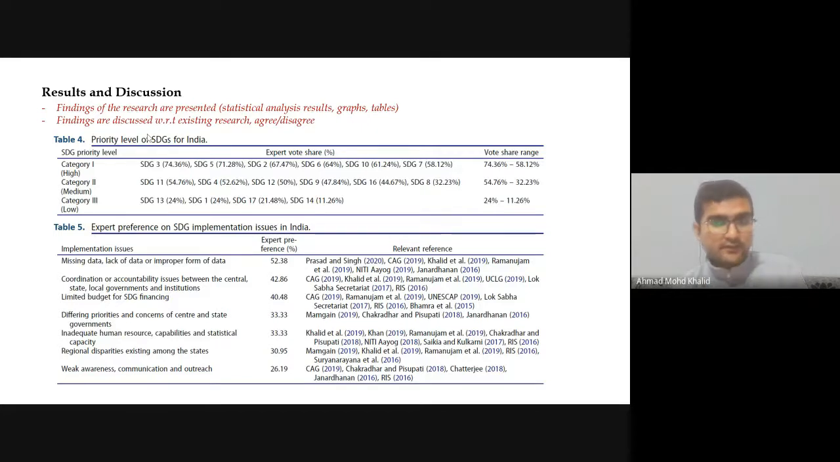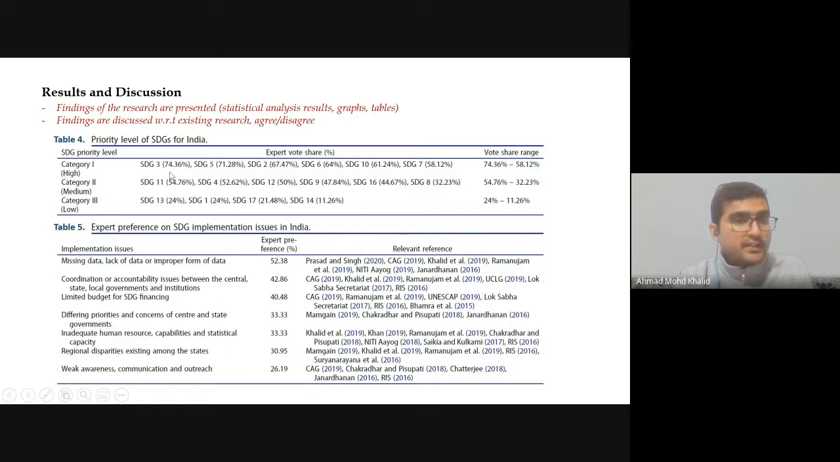You say that this is what I have found, and this is what existing research says. So you need not agree all the time. You may agree, you may disagree, but whatever you have found, you have to present it nicely. For example, in the same study which I am using as a reference, one of the questions to experts was, what is the priority level of SDGs for India? The authors categorized it into three categories: high, medium, and low. They say that SDG 3, which is on health, SDG 5, and SDG 2 on zero hunger, are the top three high priorities for India.